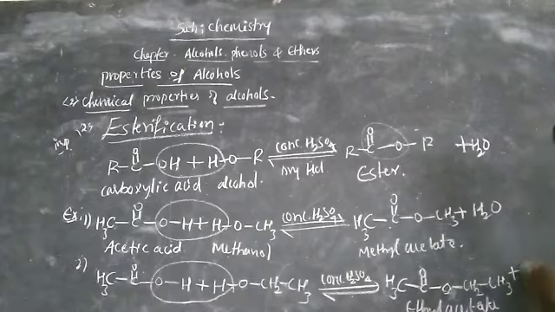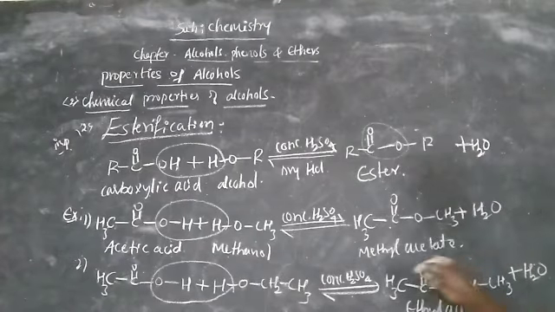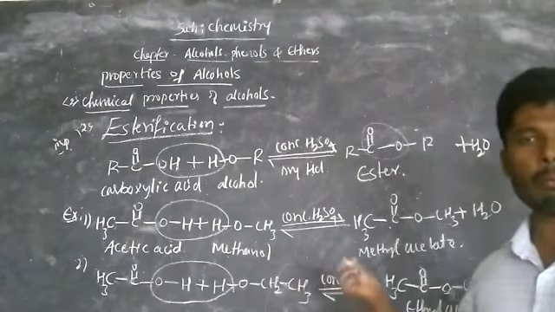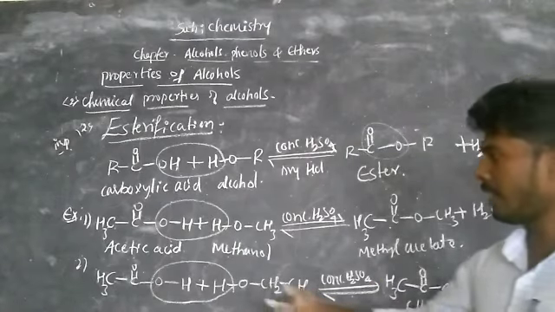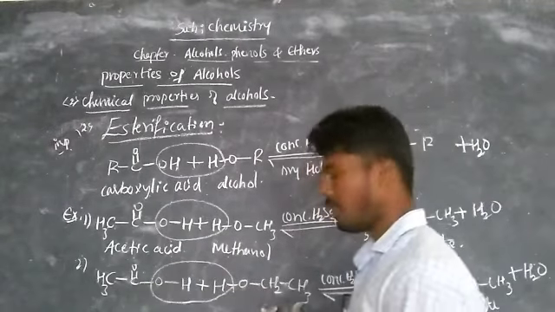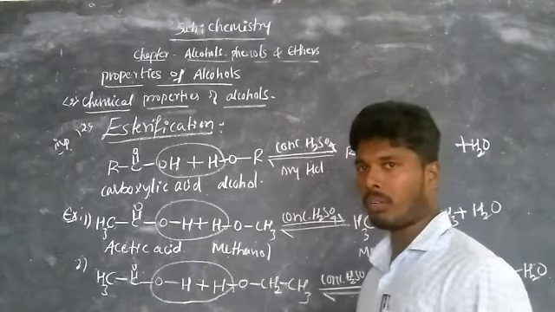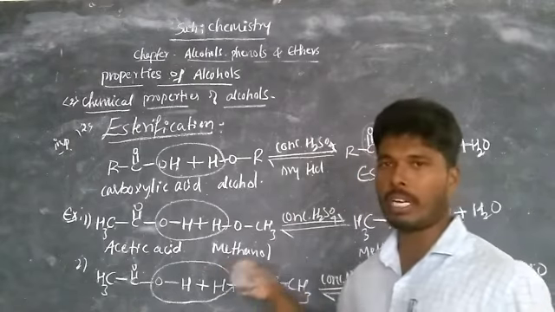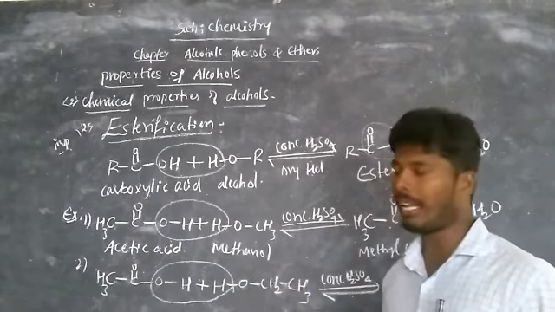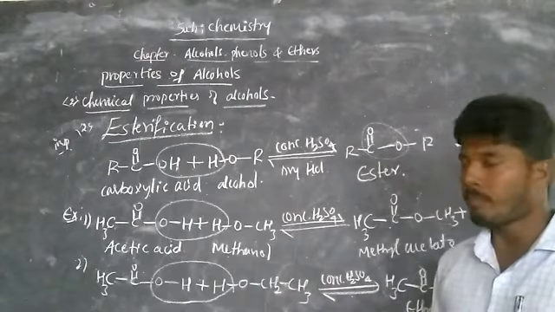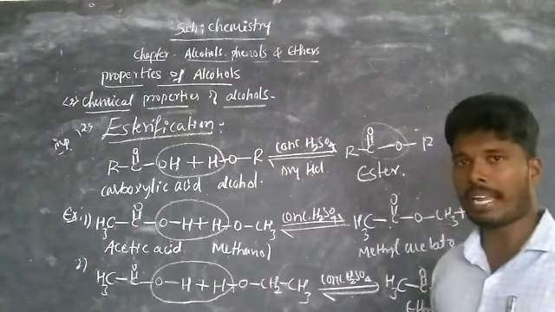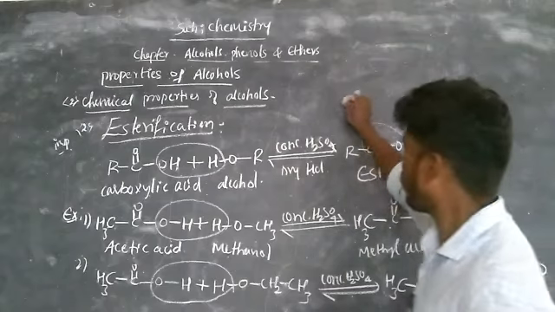Ethyl acetate plus water. So this is called esterification. There are so many kinds of esterification products. Either you can treat benzoic acid with methanol or benzoic acid with ethanol. You get methyl benzoate and ethyl benzoate respectively. Like that. This is one kind of esterification. Now this esterification reaction shows fruity odor.